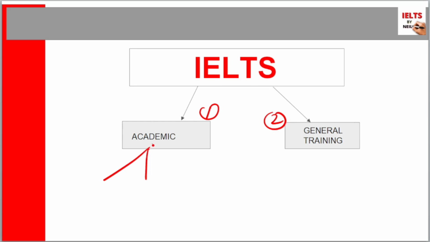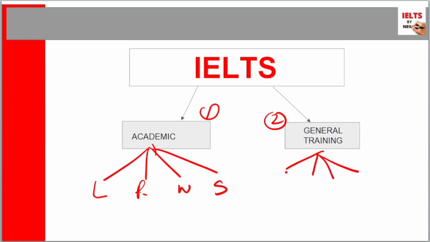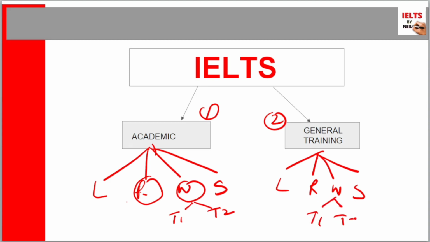Both of these exams are divided into four parts: listening, reading, writing, and speaking. Basically, both are the same except for reading and writing. Listening and speaking are the same for both exams. So we're going to talk about the writing today. In IELTS writing we have two tasks, task 1 and task 2. Same here, we have two tasks, task 1 and task 2.